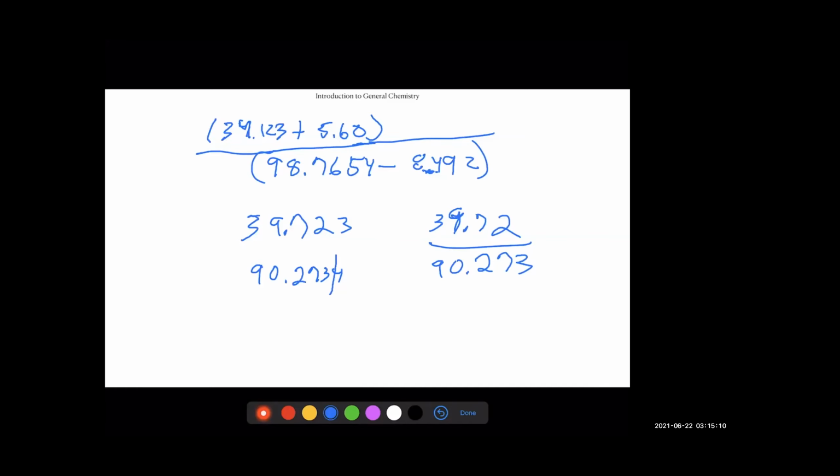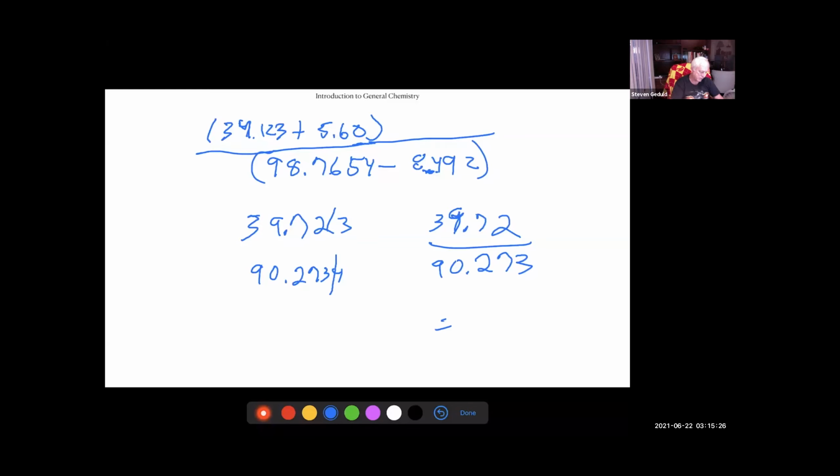Yeah, how come for the 39.723 you're only good for 2 places, and then for the 90.293 you're good for 3 places? Yep, those are the least accurate for each one of those. And then you divide 39.72. Yeah, but I was asking how come it's different. Like for the first one it's 2 places, and for the second one it's 3 places. Because your least accurate number right here is 2 places, and your least accurate number right here is 3 places. When you add and subtract, it's the least accurate number.